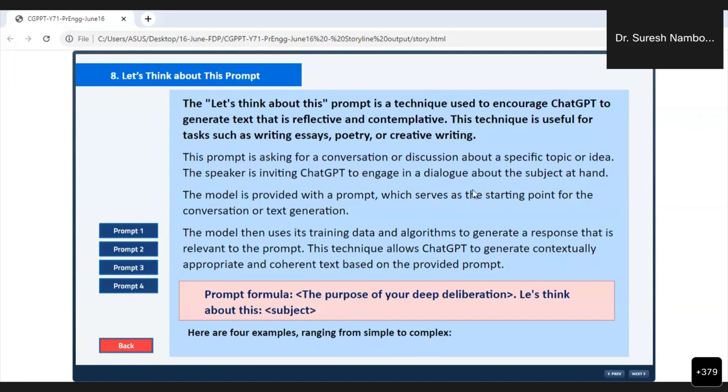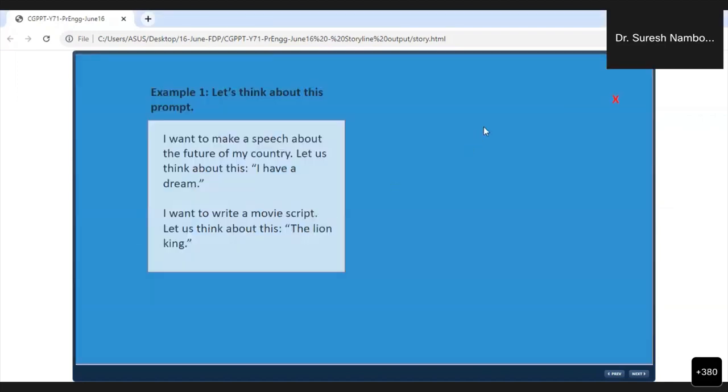Now, let us see one prompt of this: I want to make a speech about the future of my country. Let us think about this: I have a dream. We know that "I have a dream" is a very, very famous speech of Martin Luther King. And here we only need to tell this to ChatGPT.